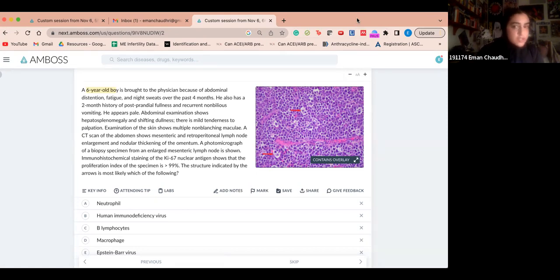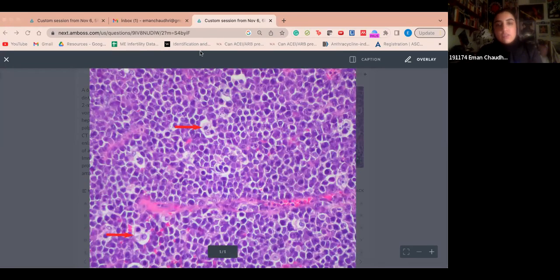So they gave you a bunch of stuff that you don't have to remember, and all you have to look at is this photomicrograph. Now, I'm going to show you the photomicrograph, and then we're going to go to the vignette. So here, what do you guys see in here? What does this look like generally? Okay. So I'm seeing people say owl eye Reed-Sternberg, and I'm seeing Shema say starry sky. One of you is correct.